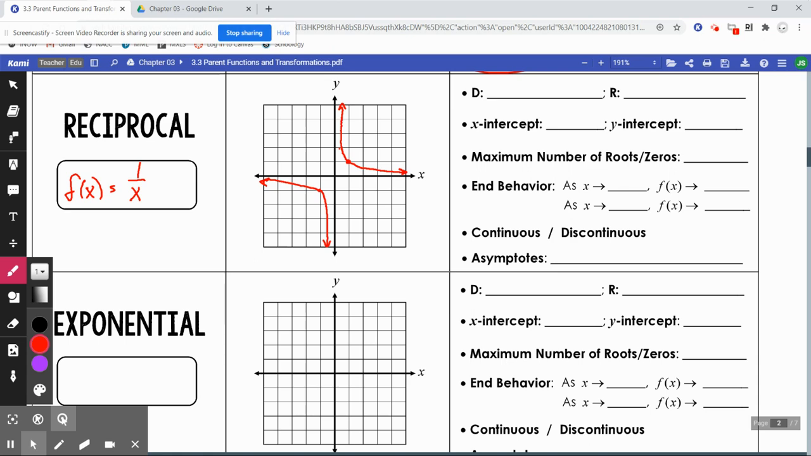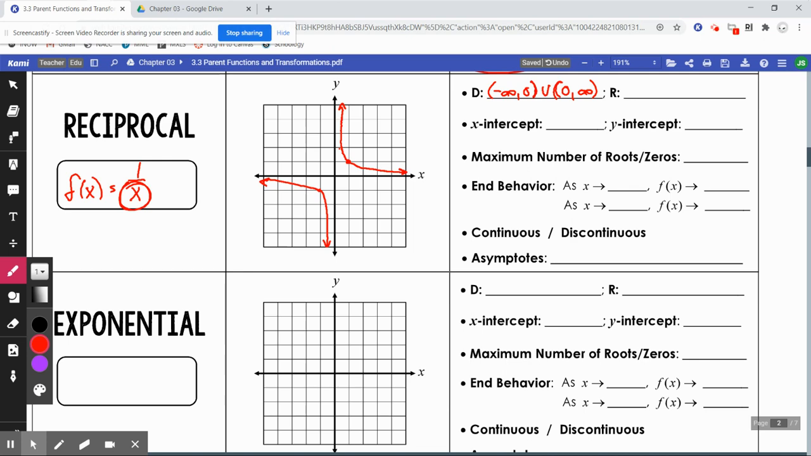Your domain, you do have domain restrictions. Notice that you have an x on the bottom of a fraction. x cannot be 0. So I'm just going to put for my domain, x is all values except for 0. You can write it like this, or you can write it like this, where you include all values from negative to positive infinity except, notice I do not include 0.